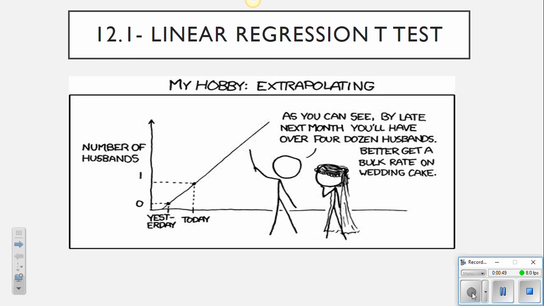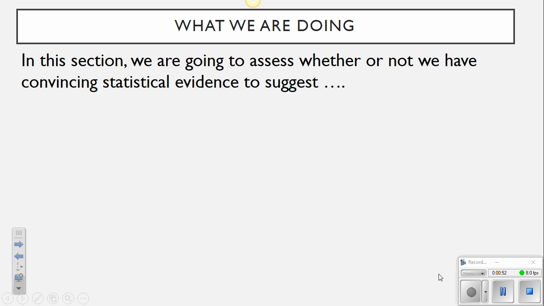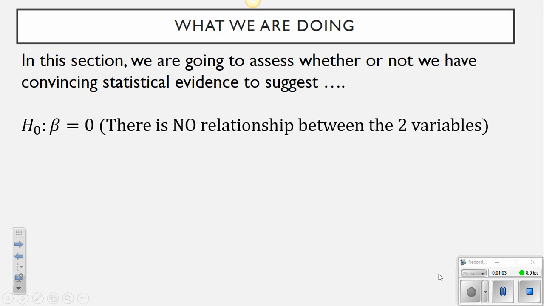All right, anyways. What we're going to do in this section, compared to what we did yesterday, is assess whether or not we have statistically convincing evidence about our beta. Since we're going to do an inference procedure, we'll state that our null is that beta is equal to 0. Again, recall that beta is the true slope of the population least squares regression line. If beta is equal to 0, that means there is no relationship between the two variables. They are not related at all.